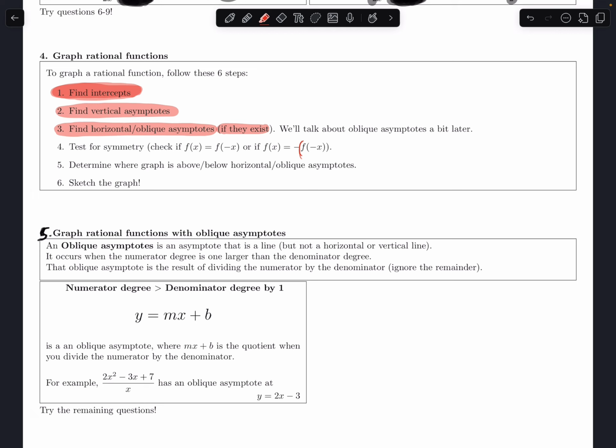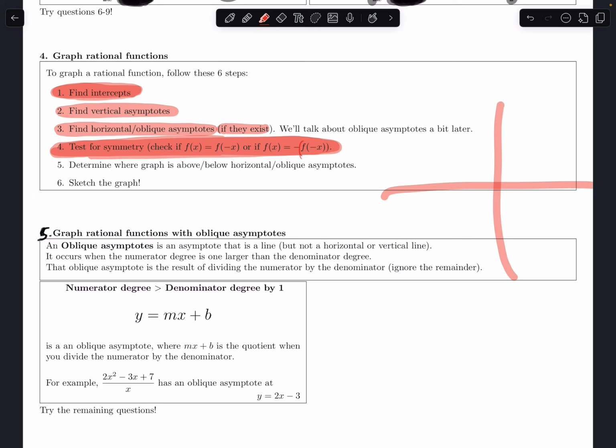And then, number 4, check for symmetry. This step to me is kind of optional. I think you could get by without checking for symmetry, but it is nice to know. That way you know if you should just be graphing directly symmetric over either the x or y axis, like something that's symmetric over the y-axis, like x squared, right?